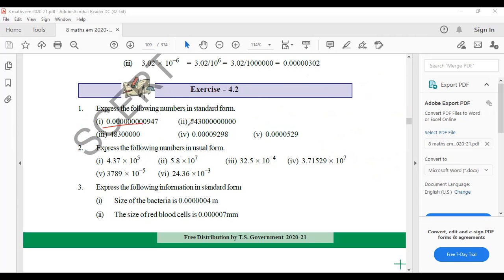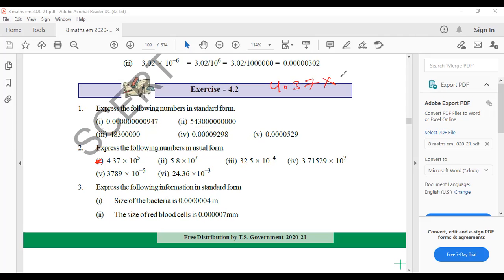Like this, you have to write all. There are no 10 powers; they should not appear. Okay? So it's very simple. Take one question at a time. You can do it very short, very fast. Take the first question. What is the first question now?